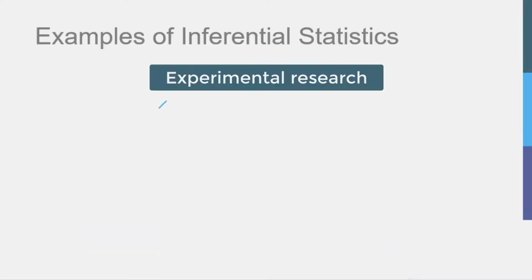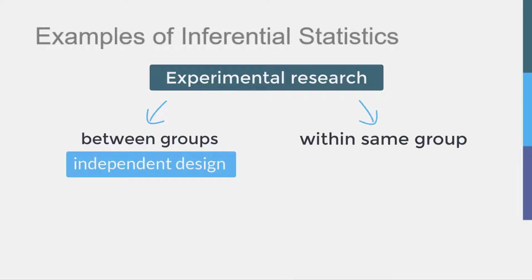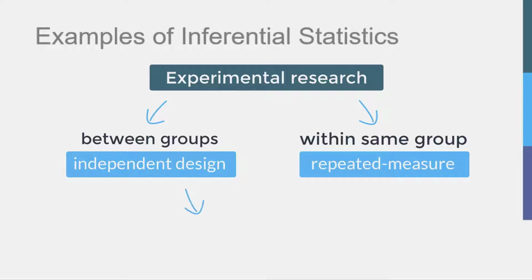While in experimental research, we manipulate variables, also known as the independent variable, and this manipulation can either be done between groups, known as the independent design, or within the same group, known as the repeated measure design. When there are more than two groups, we can use the ANOVA test. Both t-test and the ANOVA test are used to compare means between groups.